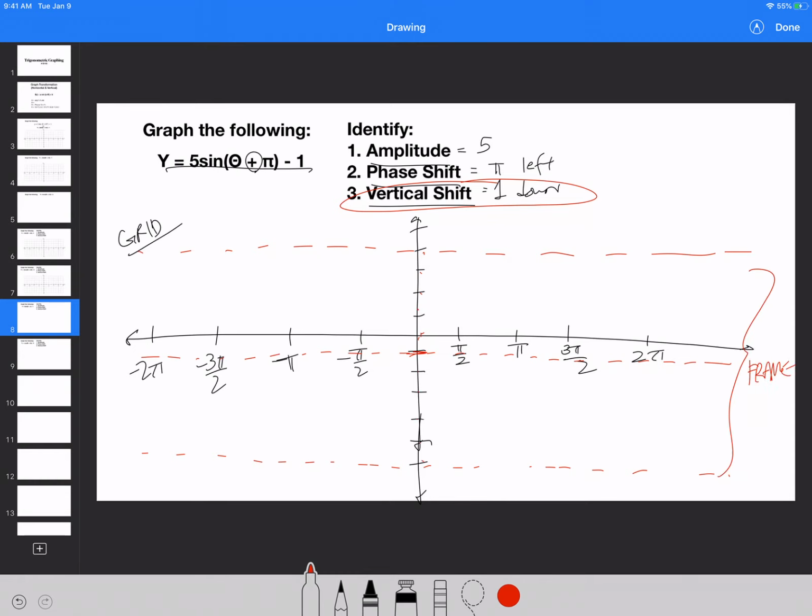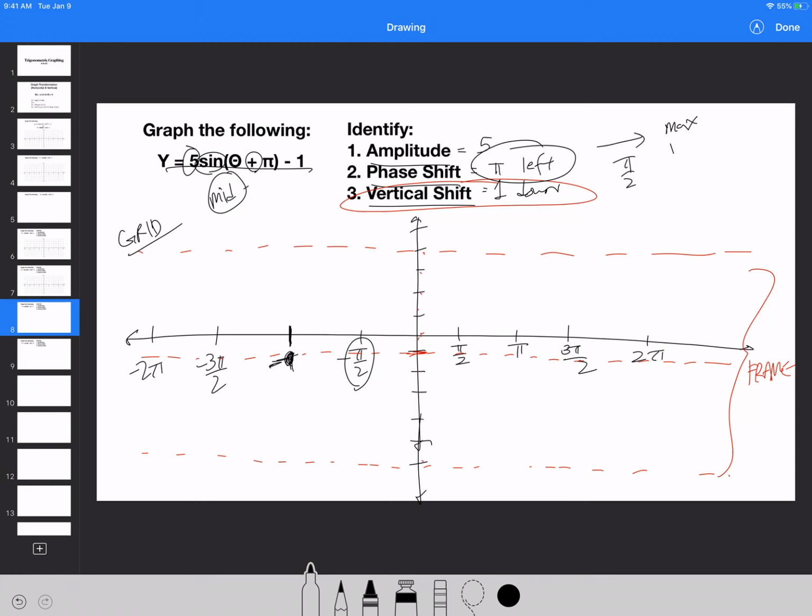Then once that's been established, I go to pi to the left, which means my starting value would be at -pi. This is where I'm going to start, okay? And it's sine, so I know I start at the middle, which is here. It's positive sine, by the way, so my next increment, which will happen at -pi over 2, because I told you, it happens every pi over 2 increment.